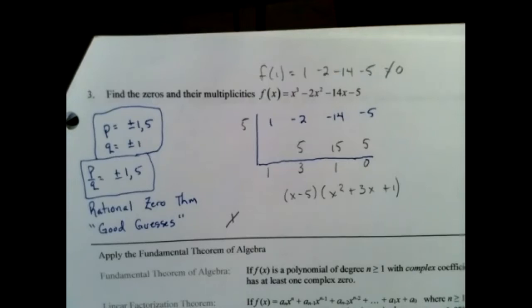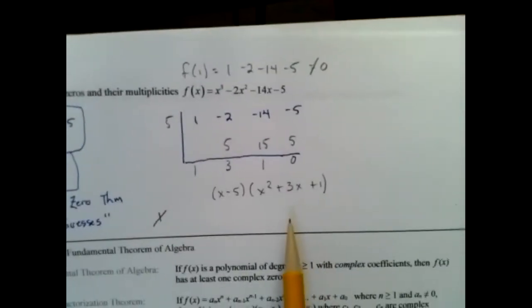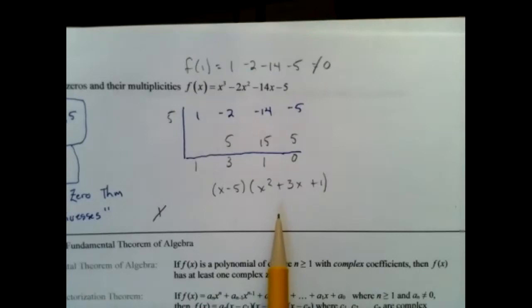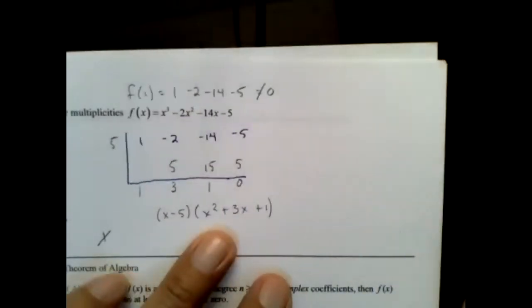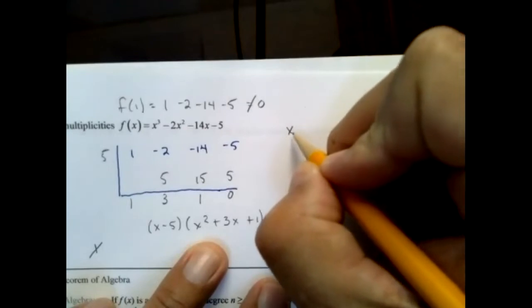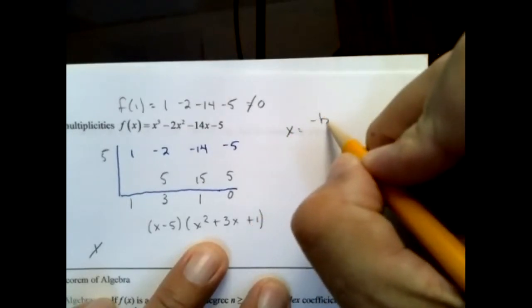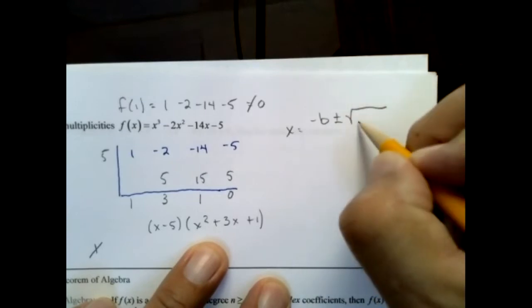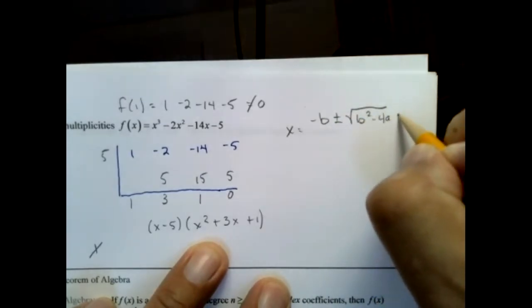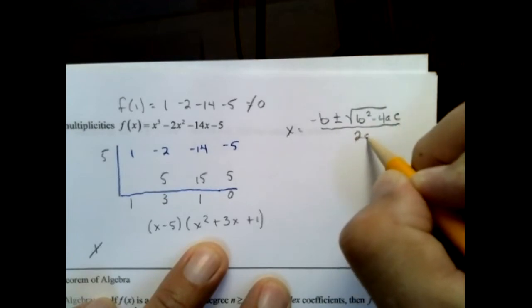Can anybody factor this? Somebody say, yes, we can. You can? How? Enlighten us. I will. If I can't factor, I think I learned that x is going to equal negative b plus or minus the square root of b squared minus 4ac, all over 2a.